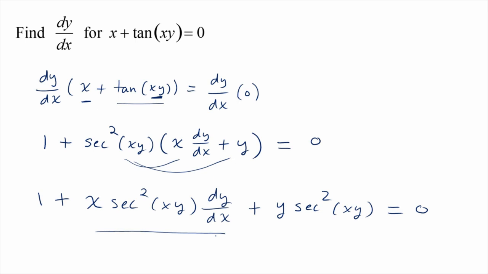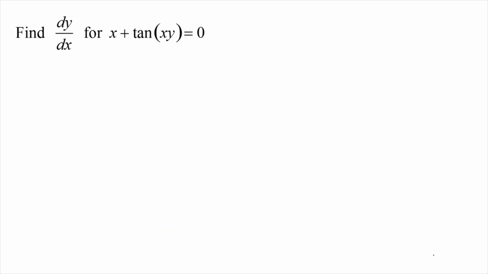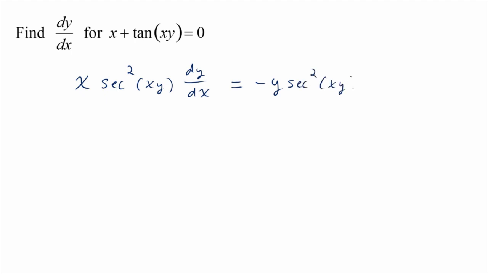So we'll keep that on the left hand side of the equation, and we'll take the 1 and the other term to the other side of the equation. So that gives us x times secant squared xy times dy/dx is equal to negative y secant squared xy minus 1.